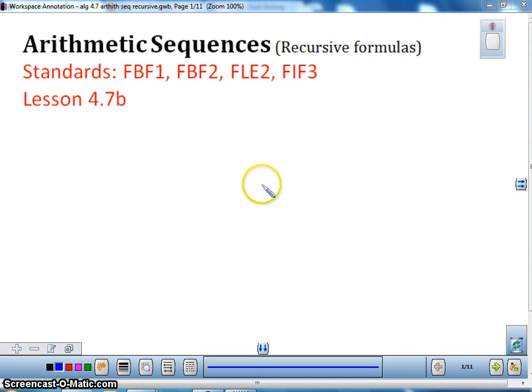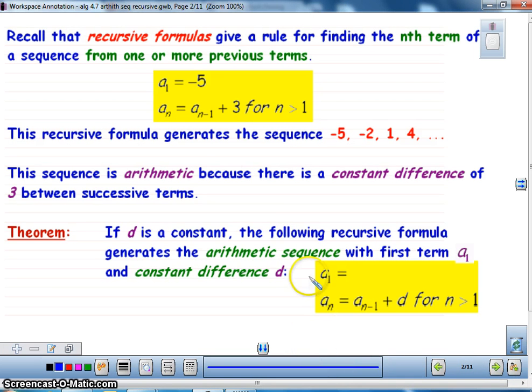We are looking at the second video dealing with arithmetic sequences, but this time we want to look at what's called the recursive formula. I know the notation is new, and I know this is taking us some time, but a recursive formula gives a rule of finding the nth term of a sequence from one or more previous terms. So it's always going to identify that first one.